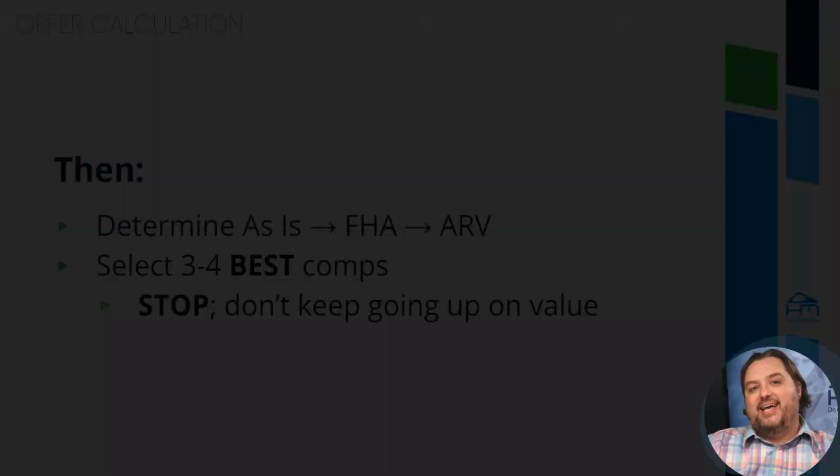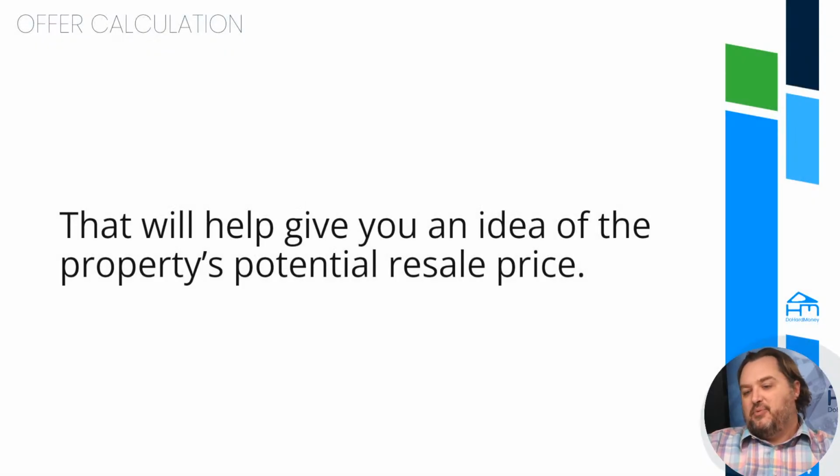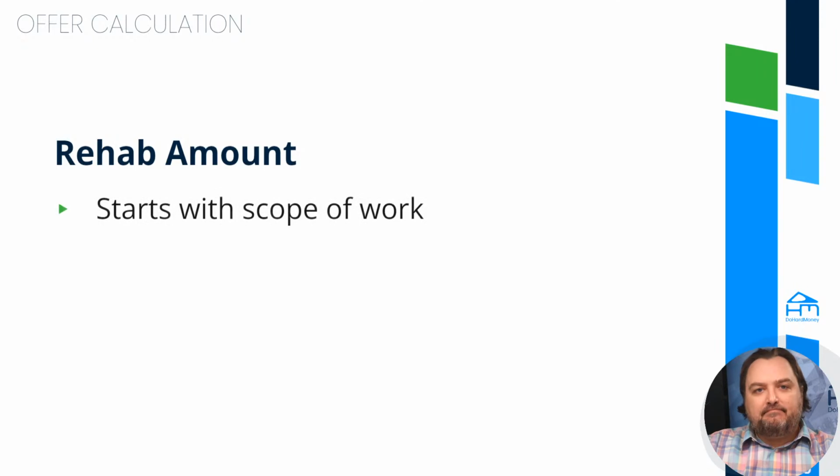We've sorted from lowest to highest. And once we find those three that are ideal, then we stop. And that's going to give us an idea of the price range. That's going to give us an idea of what we're going to be able to resell this property for. It's also going to give us a really good idea of the quality of workmanship we're going to need in the property that we want to fix up. And so then we'll know what needs to be done to the property to be competitive with the neighborhood that is there.